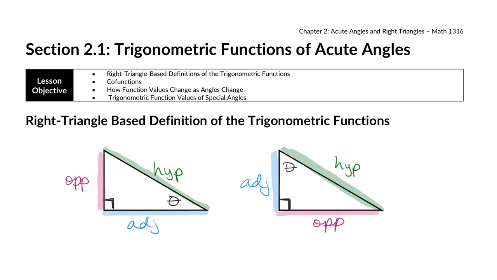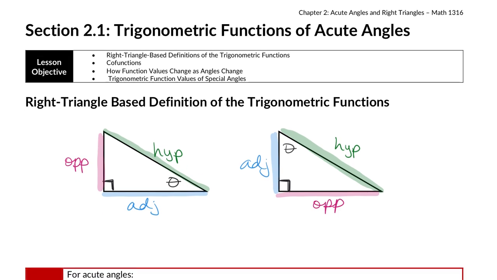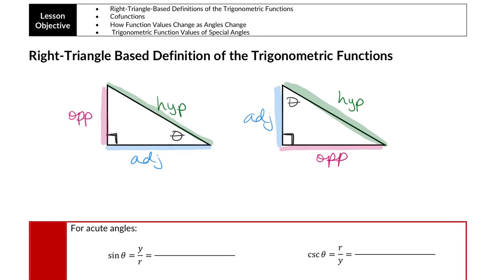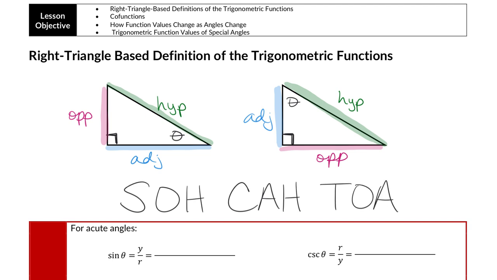Does anyone remember the acronym you probably learned in geometry class that gives you the ratios for sine, cosine, and tangent in regards to these words? SOHCAHTOA. SOHCAHTOA. Let's write that one down. So for sine, that is SOH. For cosine, that is CAH. And for tangent, that is TOA. SOHCAHTOA. Maybe put the little cloud emphasis on our notes.